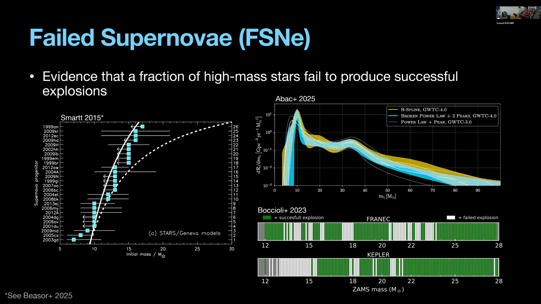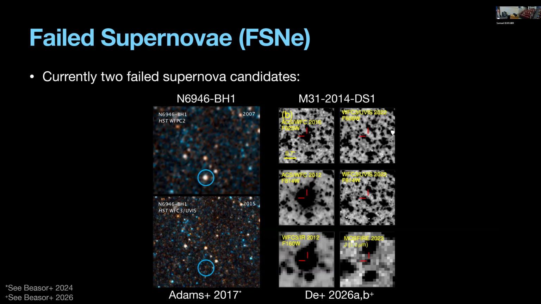We do have some evidence that this does happen. The classic picture on the left, the red supergiant problem. Also, top right, we could be seeing these failed supernovae in the primary mass distribution of gravitational wave sources. And then also with numerical simulations, we see these islands of explodability. And then also, we have two candidates of failed supernovae.